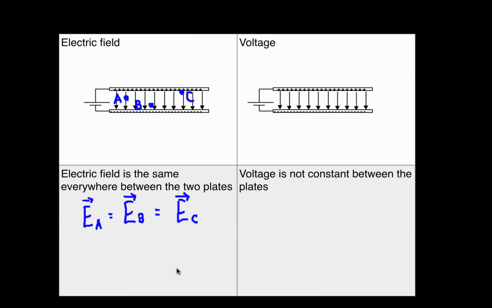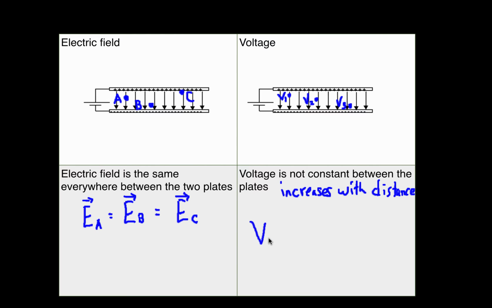This is not true for voltage. Voltage is not constant between the 2 plates. It increases with distance. So if you check the voltage at different points, let's call this one voltage 1, a little bit further down, voltage 2, a little bit further down, voltage 3.